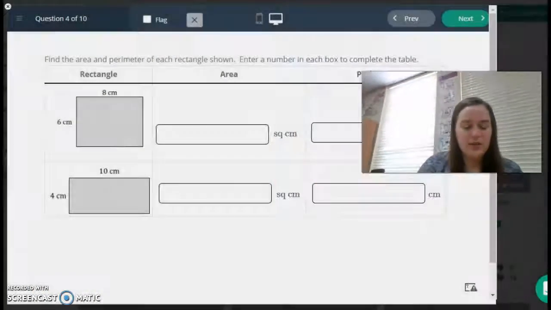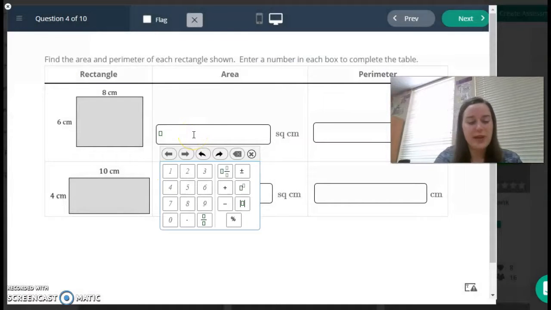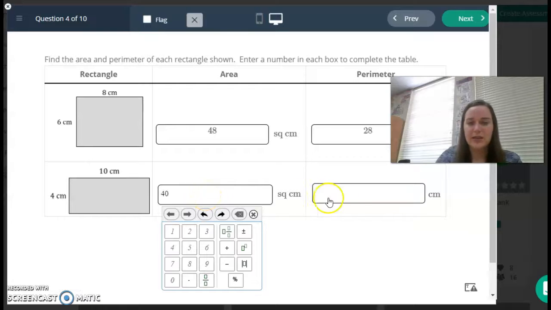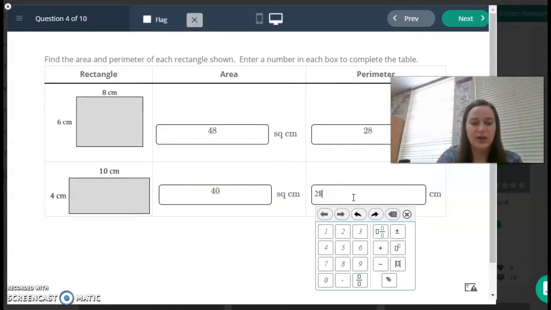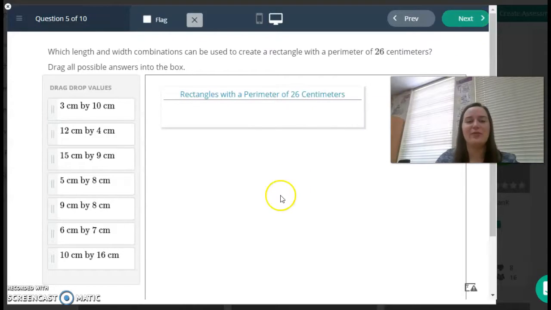Okay, so let's fill that in our answers. So the first one, the area was 48. The perimeter was 28. This one, the area was 40. This one, perimeter 28. And we are all done with question number 4. Hey, look at that. We're halfway through.